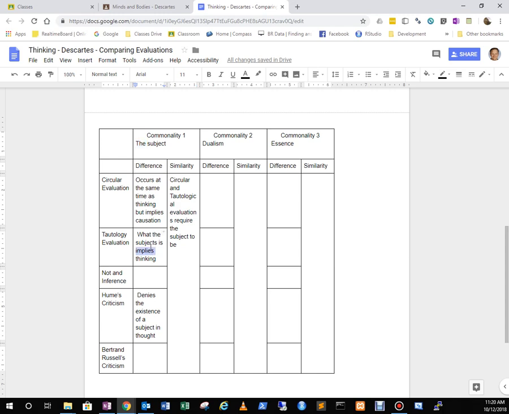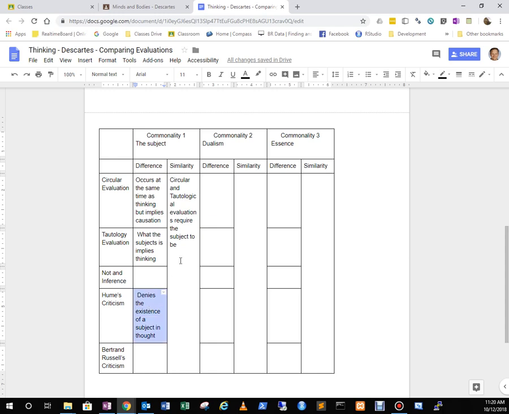With this tautological evaluation, what I think is unique is that the subject implies the predicate, mainly in this argument here, i.e. the subject implies thinking. So I wrote that down. Now I do the same for this, and I do the same for that, I do the same for this, of course. But I'm just trying to rush through and make a short video for you.